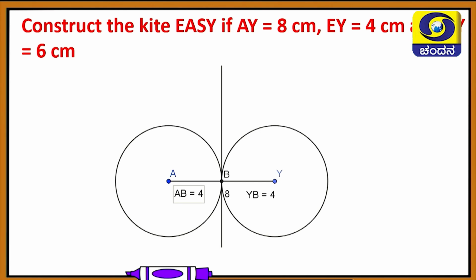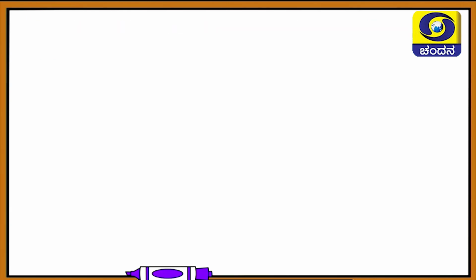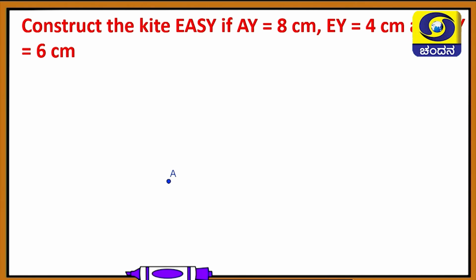Since they have given EY as 4 centimeter, and these two circles are not intersecting, but in fact they are touching each other, it is not possible for us to locate a point E such that EY is 4 centimeter, because the distance between Y and E must be 4 centimeter. It becomes BY only. So it is not possible to construct a kite EASY, children.